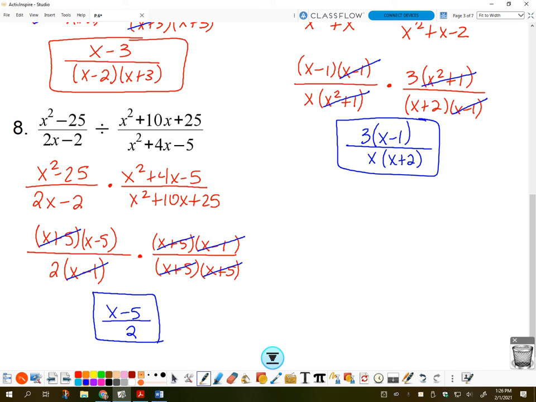Alright, so that's simplifying and multiplying and dividing. Please let me know if you have questions, and again, if you're still struggling with factoring, let me know that too, so we can try to get a handle on it.